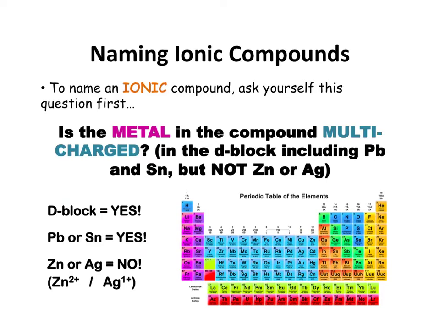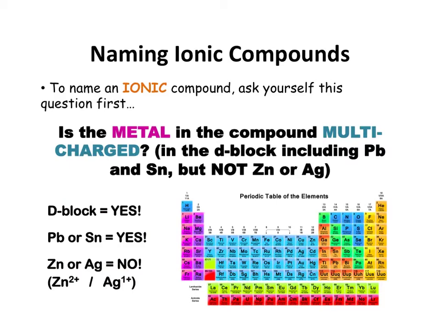If the metal is zinc or silver, both of those are in the D block, but they do not act like multi-charged metals. Zinc always has a 2+ charge, and silver always has a 1+ charge. So if the metal was zinc or silver, the answer to the question is no, and you'd have to follow a different set of steps.